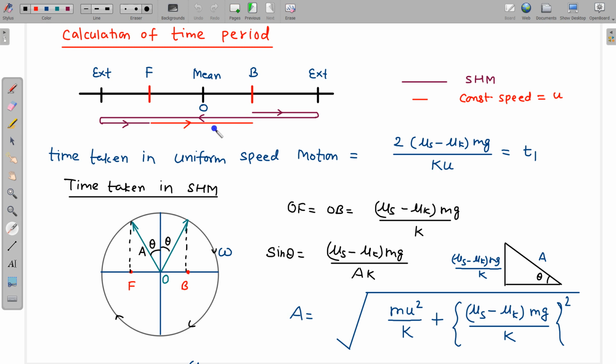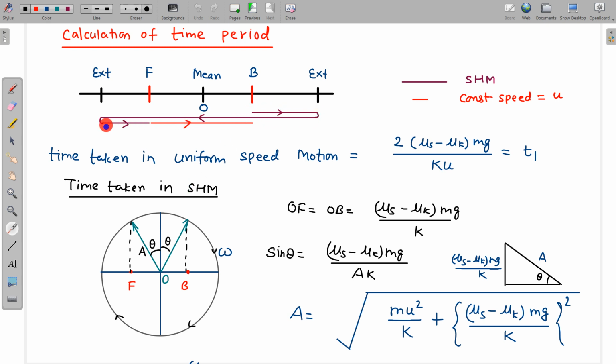For finding the time period, let's first find this time. The time taken in this uniform speed motion is the distance divided by the speed. The distance is twice of (mu_s minus mu_k) mg by k, divided by this speed. Let us call this t1, and then the time taken during this SHM.